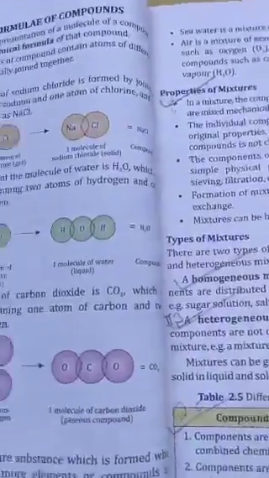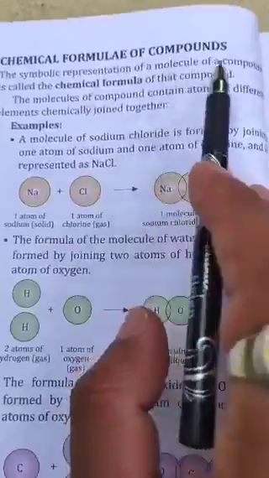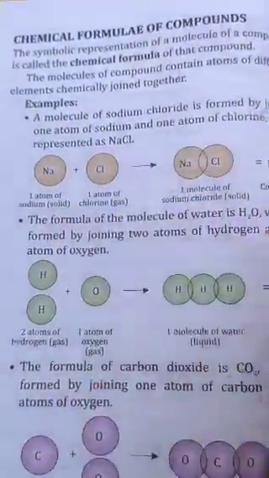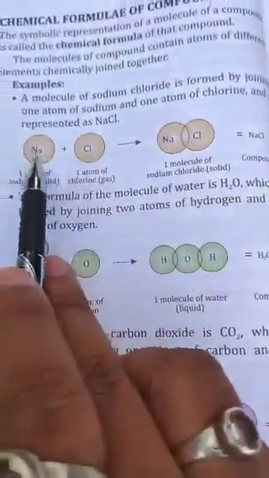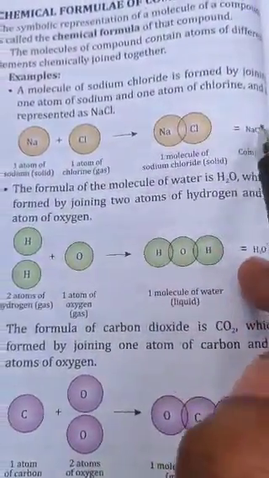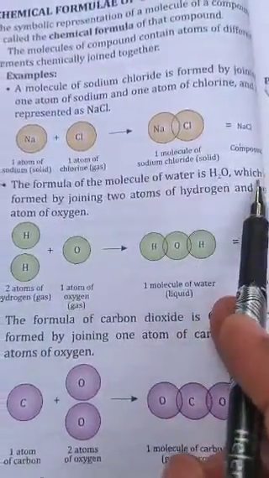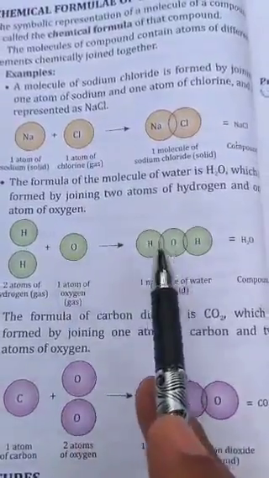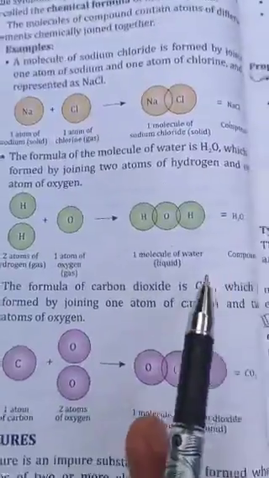Next, similarly, the chemical formula of a compound is written here. The symbolic representation of a molecule of a compound is called a chemical formula. A molecule of sodium chloride is formed by one atom of sodium and one atom of chlorine, so the formula is NaCl, sodium chloride. Similarly, the molecular formula of water is H2O. Why? Because 2 atoms of hydrogen and 1 atom of oxygen produce H2O, which is a compound.